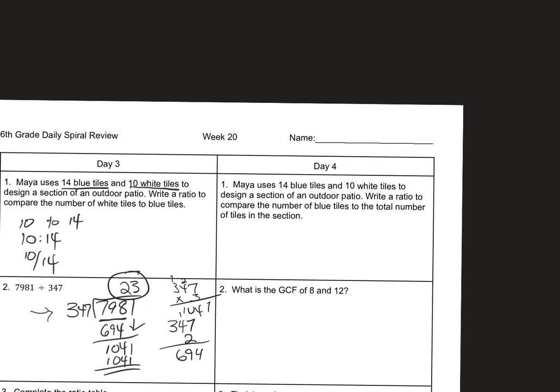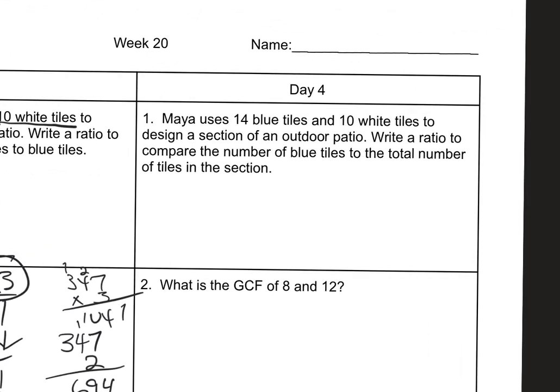Going on to day 4, number 1, make sure you read the problem correctly. Maya uses 14 tiles, 10 white tiles to make a section of the floor. Write a ratio to compare the number of blue tiles to the total number of tiles. Well, the blue tiles is 14, and the total number of tiles is 24.